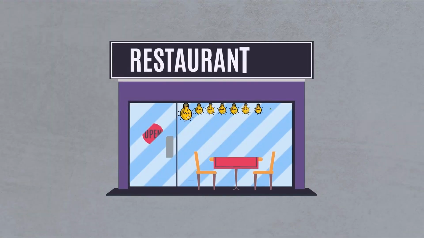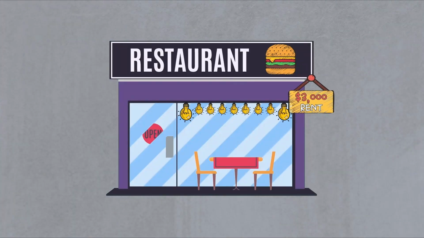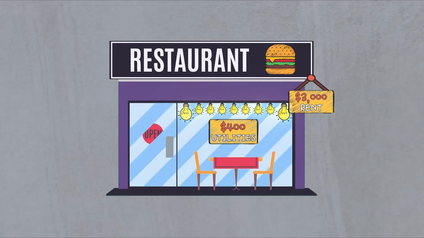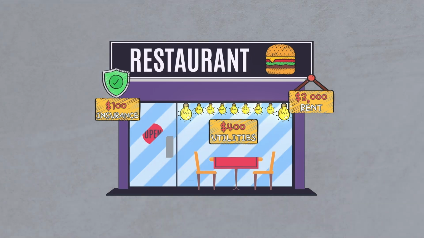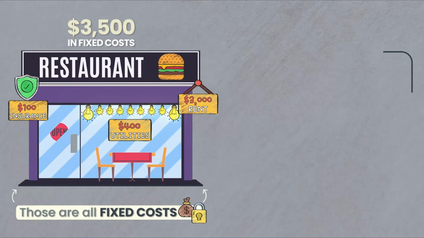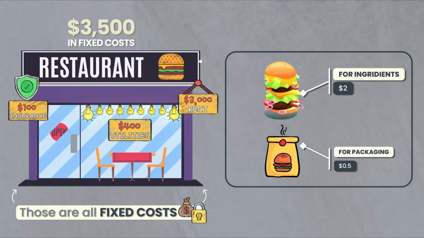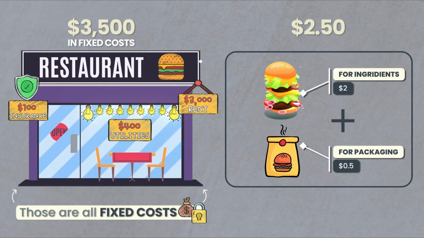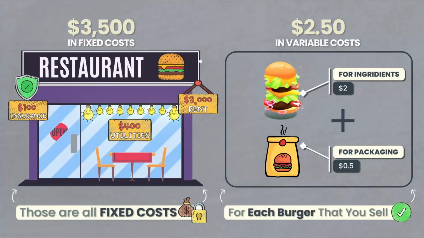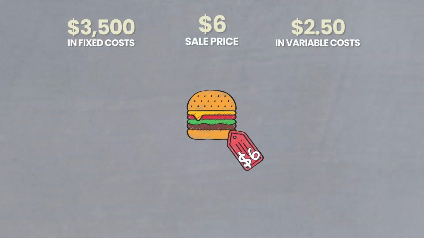Let's go over an example. Let's say you operate a restaurant selling hamburgers. It costs you $3,000 for rent, $400 for utilities, and $100 a month for insurance. Those are all fixed costs. So you have $3,500 in fixed costs. Now, it costs you $2 for the ingredients in your burger, and packaging is another 50 cents. So that's $2.50 in variable costs for each burger that you sell. Let's say you sell your burgers for $6 each.